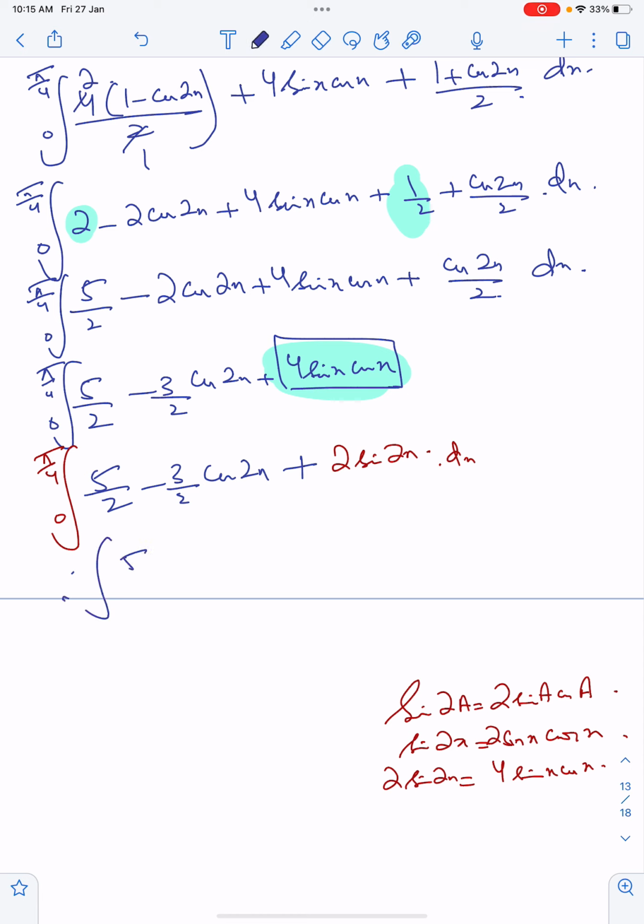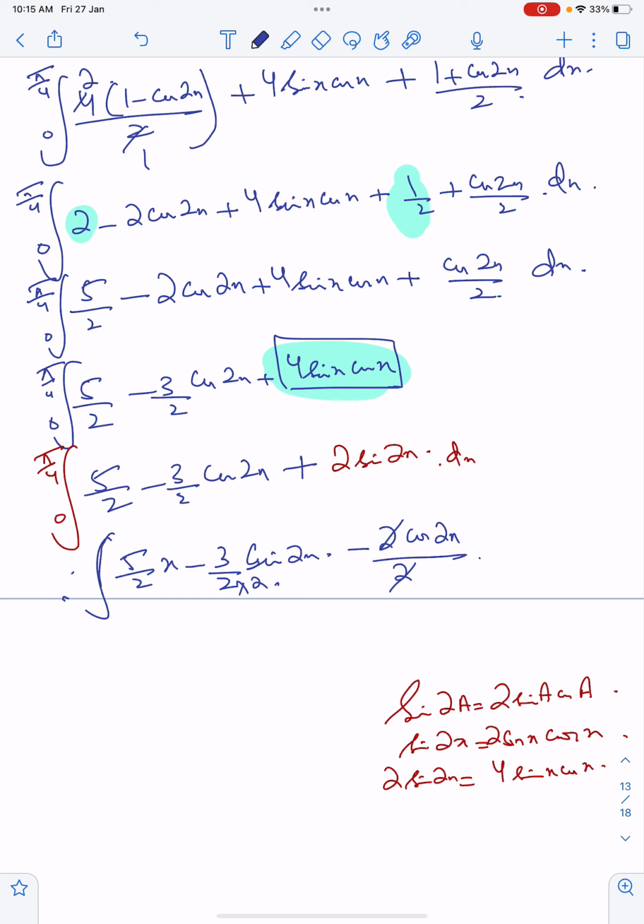This is going to become 5 upon 2 x minus 3 upon 2. The integration of cos is sine of 2x divided by 2, so it will become 2 here. Plus, the integration of sine is negative cos, so it's going to be negative 2 cos 2x divided by 2. So this and this will cancel out.